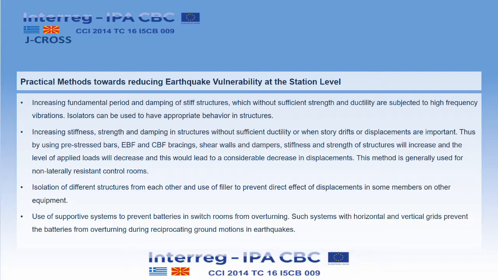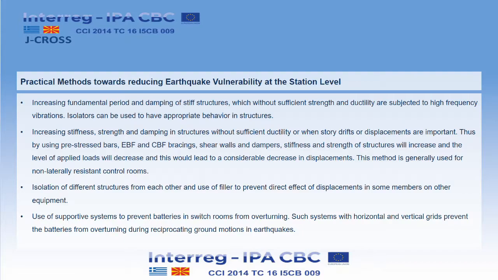Increasing stiffness, strength, and damping in structures without sufficient ductility or when story drifts or displacements are important. Thus by using pre-stressed bars, EBF and CBF bracings, shear walls and dampers, stiffness and strength of structures will increase and the level of applied loads will decrease, and this would lead to a considerable decrease in displacements. This method is generally used for non-laterally resistant control rooms.